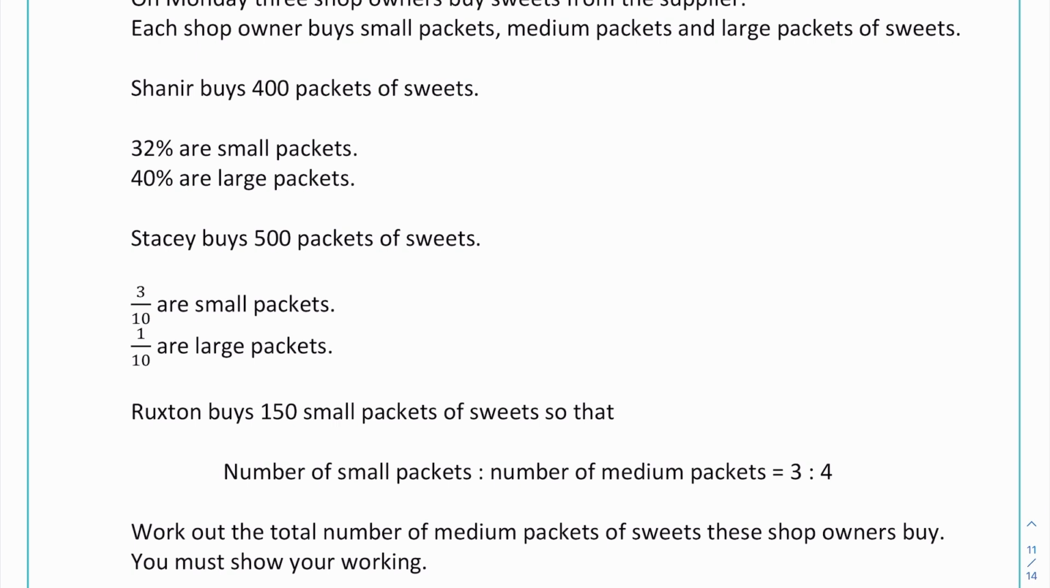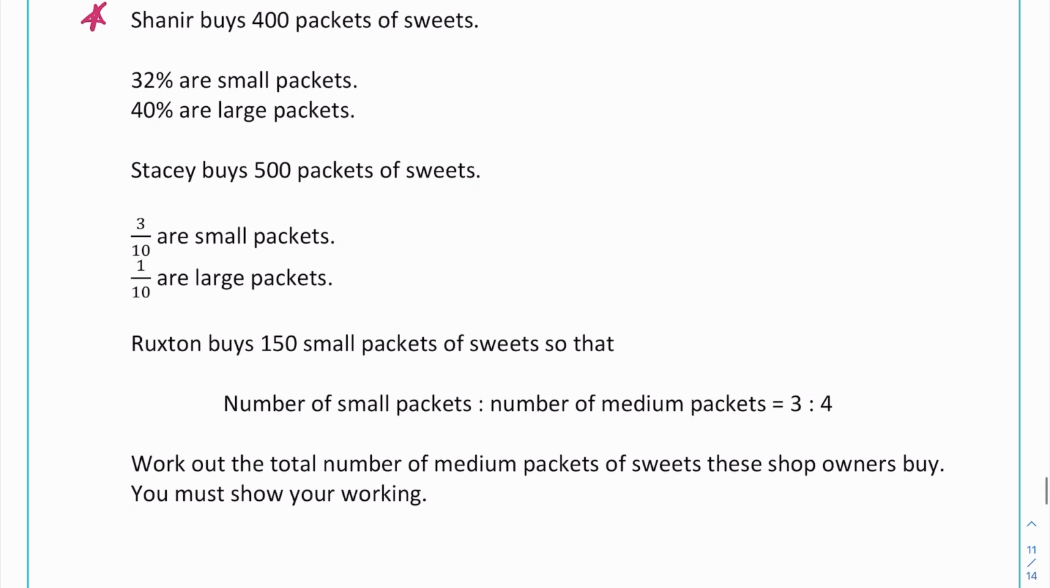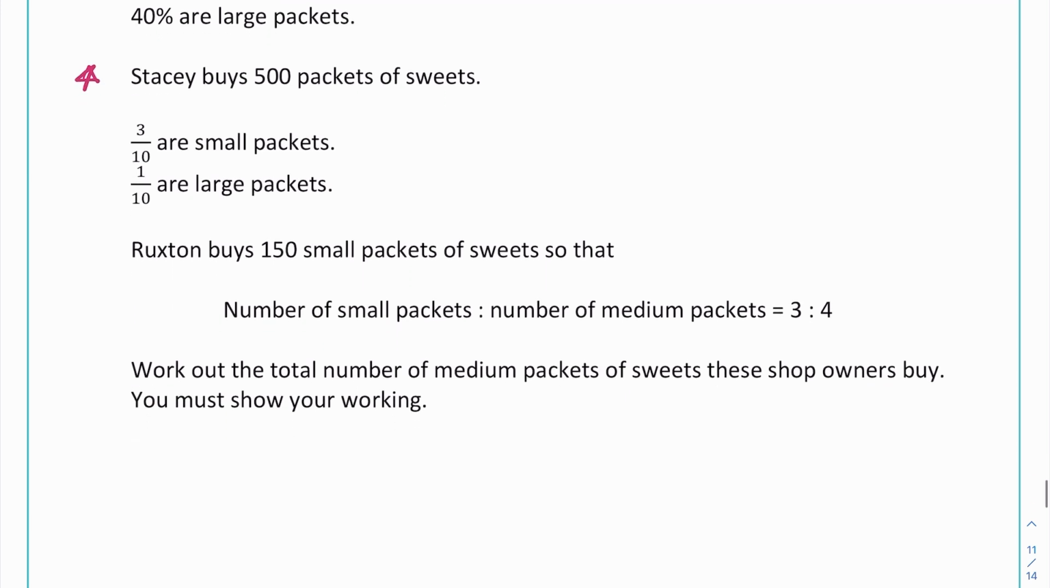So Shania buys 400 packets of sweets, and we've got 32% are small and 40% are large, and that's our first bit of information. Stacey buys 500 packets of sweets, 3/10 are small, 1/10 are large. That's our second shop owner. And then our final one here, Ruxton buys 150 small packets of sweets, so that the number of small to the number of medium packets is 3 to 4. Work out the total number of medium packets of sweets these shop owners buy, and you must show your working.